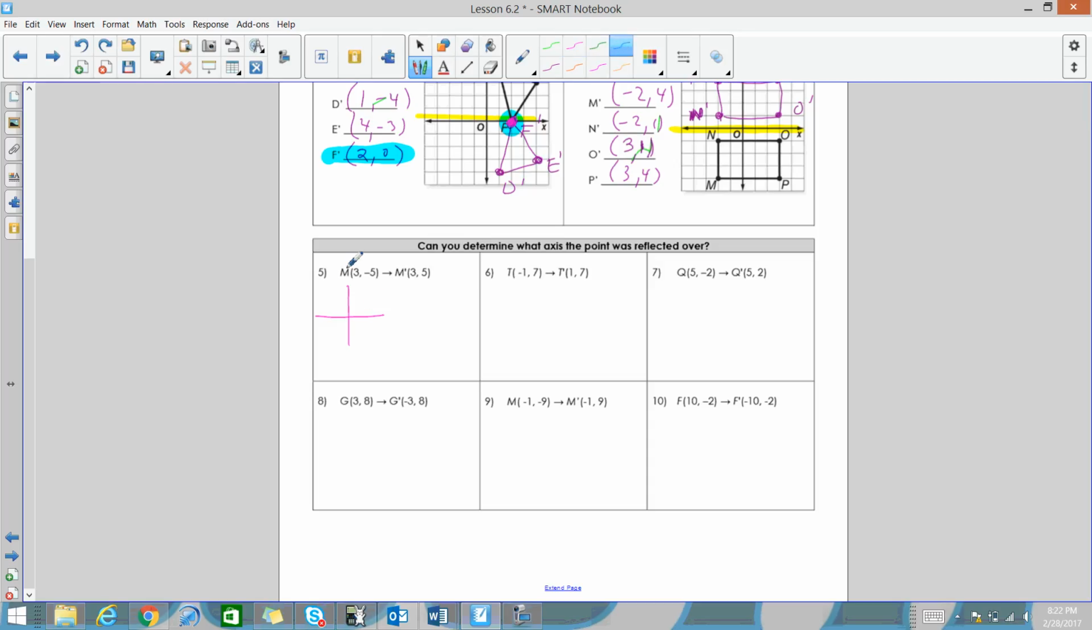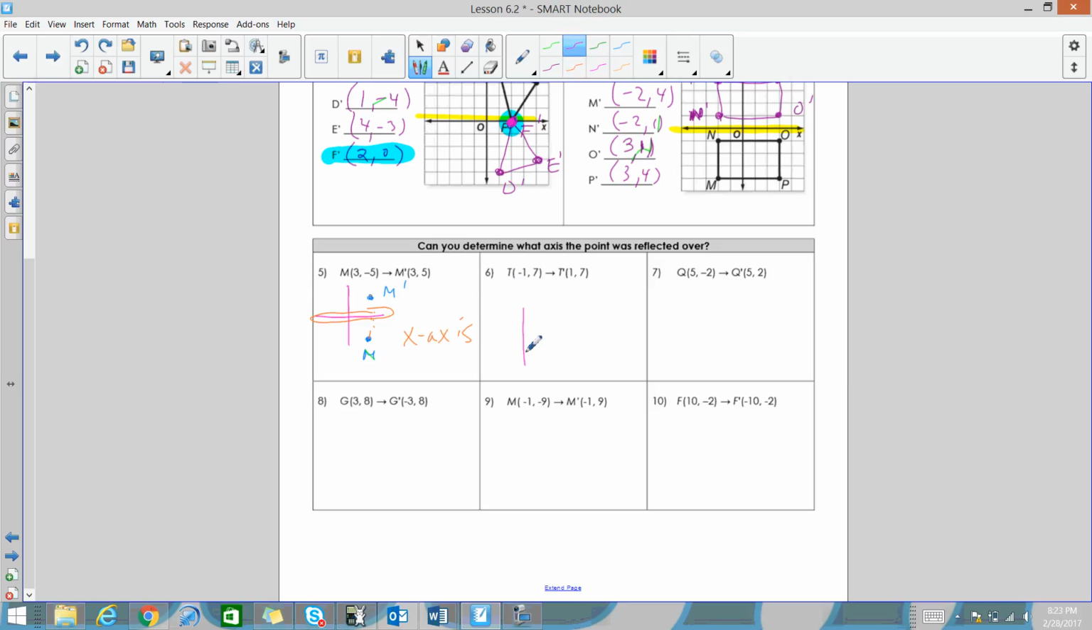What you're going to do is first graph your original point. So 3, negative 5. That means right 3, down 5. This is where M is. Now, my new point, M prime, is 3, 5. So 3, 5 means right 3, up 5. This is M prime. If I started at M, and I finished at M prime, what axis did I cross over? Well, the axis that from this point to this point crossed over is the x-axis. You see how that is? You're literally just looking at what it has to cross over to reflect over, and the mock diagram really helps me out when I'm doing that.